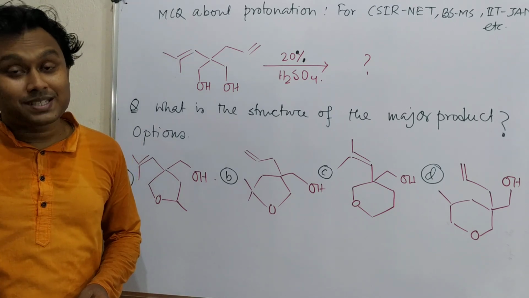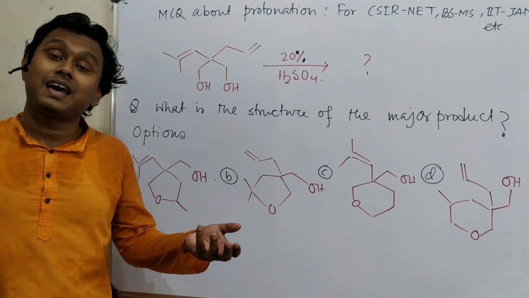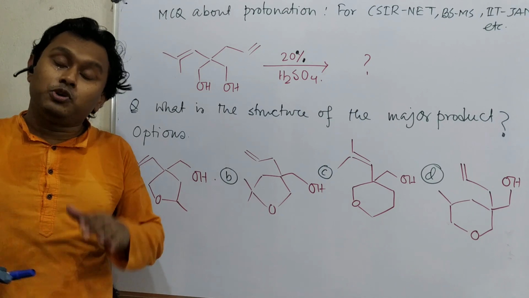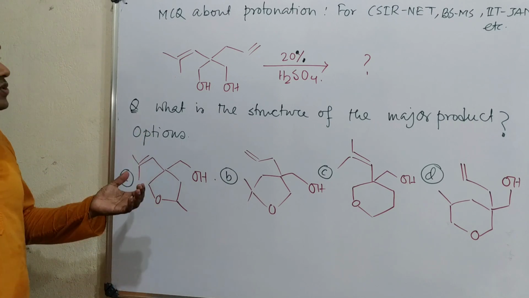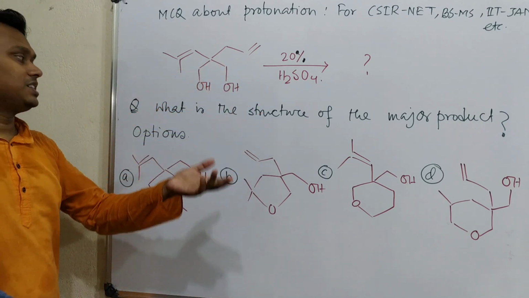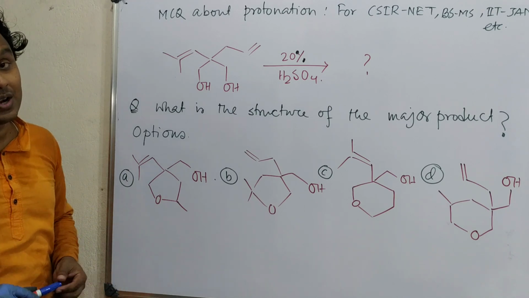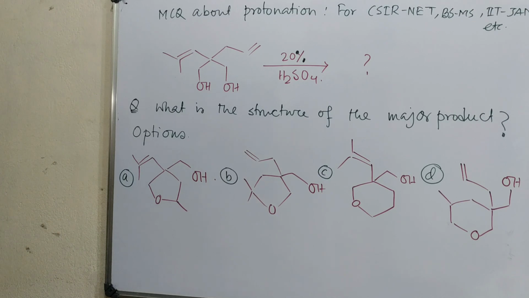So today we are going to discuss a multiple choice question for exams like CSIR NET, BSMS, GATE, IIT JAM, BSc, MSc, etc. Or you may consider bachelor or master degree equivalent exams. So this is an MCQ. I have given the reaction condition and I asked the question, what is the major product of this reaction? So you have to find out, and for that purpose I have provided you 4 options. So your turn is to find out what is the right option.